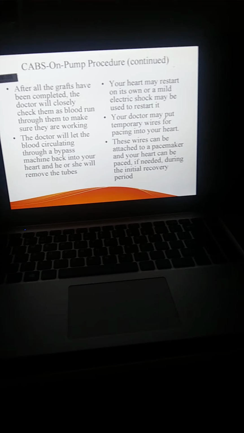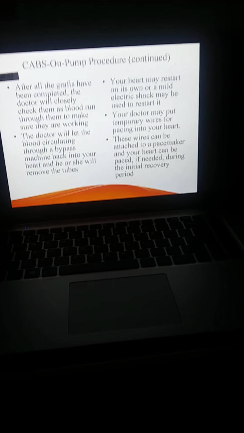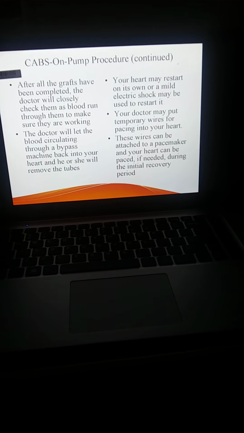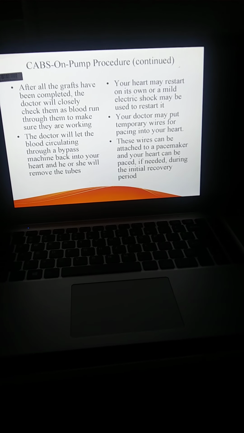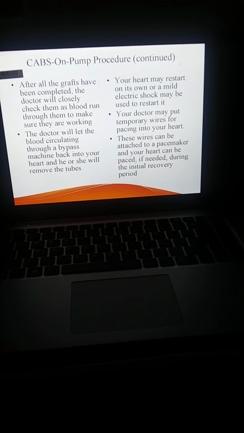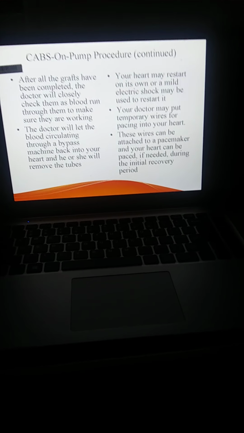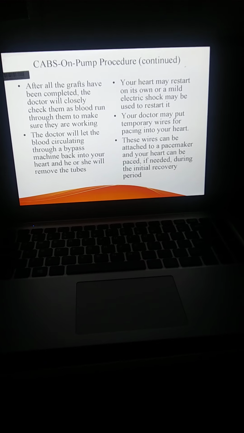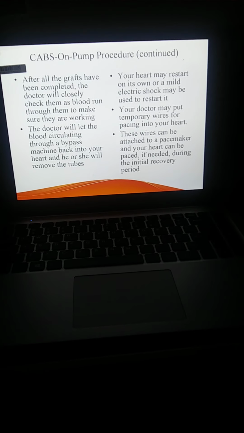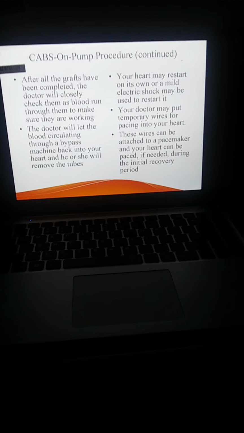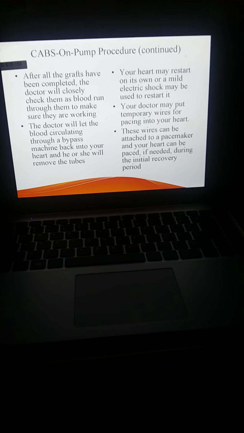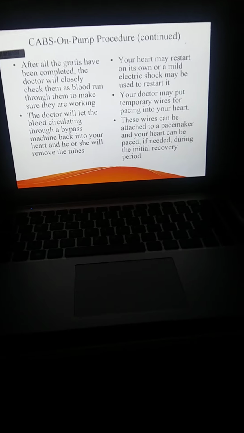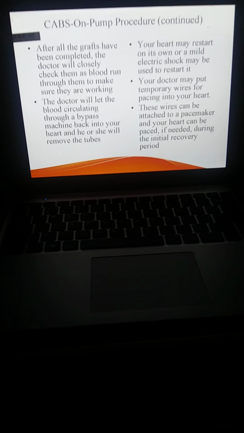After all the grafts have been completed, the doctor will closely check them as blood runs through them to make sure they are working. The doctor will let the blood circulating through a bypass machine back into your heart, and he or she will remove the tubes. Your heart may restart on its own, or a mild electric shock may be used to restart it. Your doctor may put temporary wires for pacing into your heart. These wires can be attached to a pacemaker, and your heart can be paced if needed during the initial recovery period.